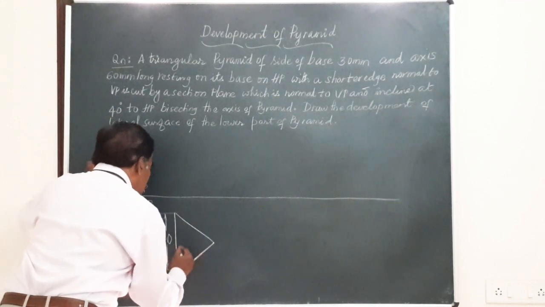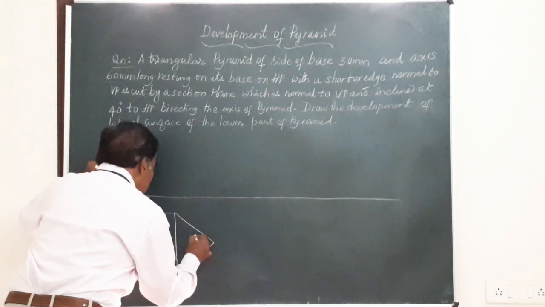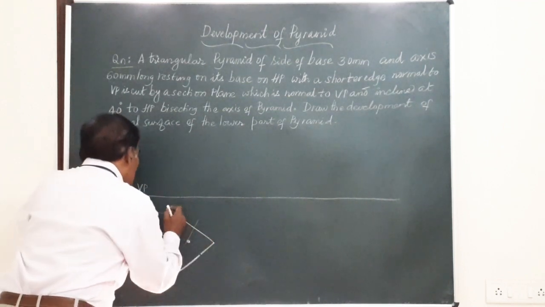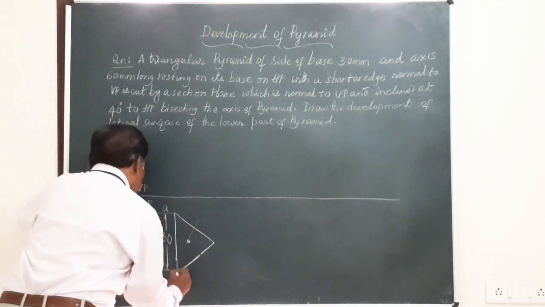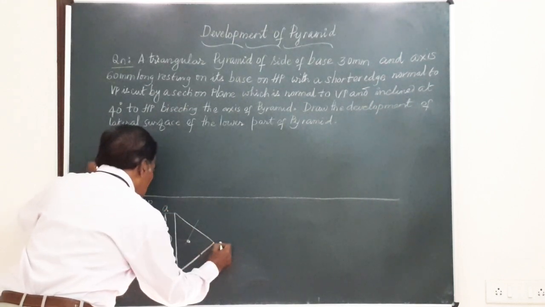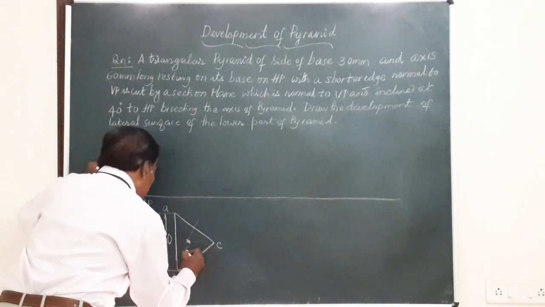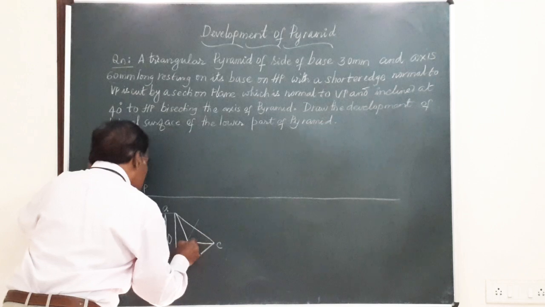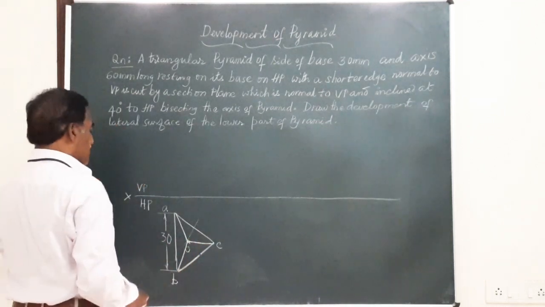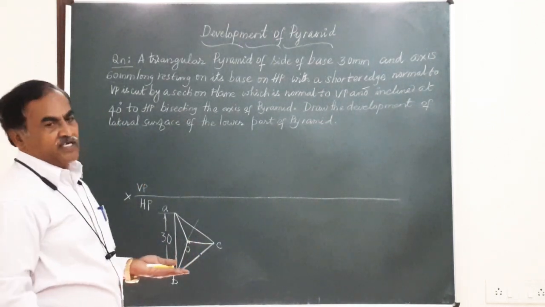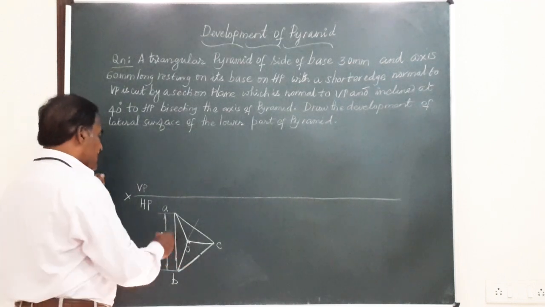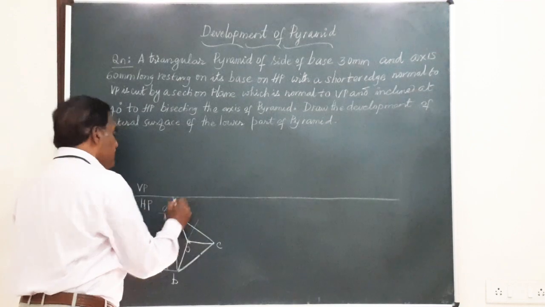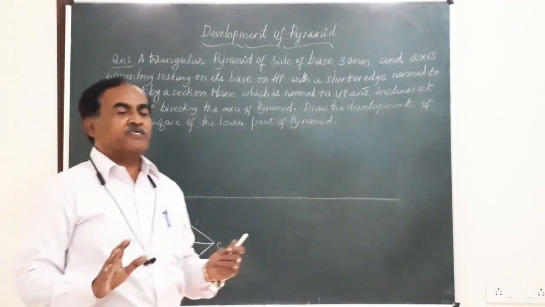Obtain the center of this, by bisecting any two adjacent sides, you get it somewhere here. We will mark this as ABC, and join the center O to all the corners, because these are all the slant edges which are visible to the observer in the top view. So this is the top view of the pyramid to the given condition, and you know this edge AB is now normal to VP. So the placing of the object is over.